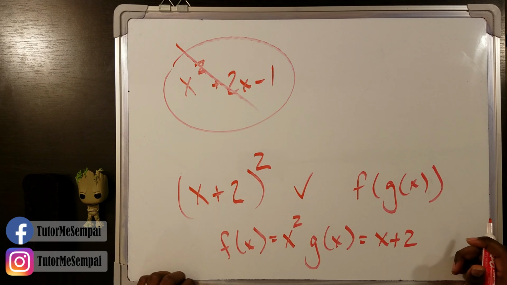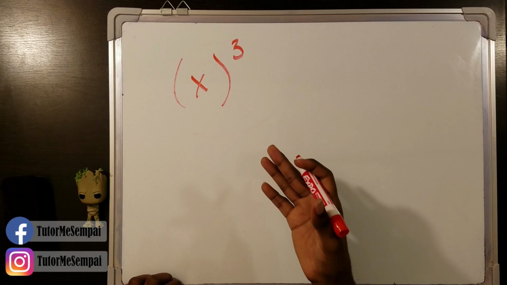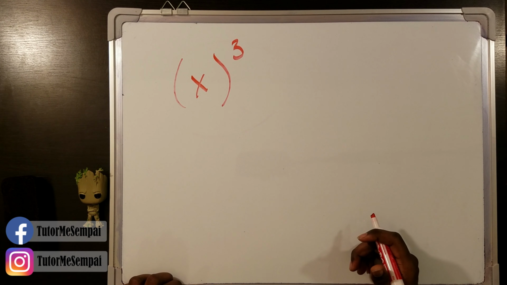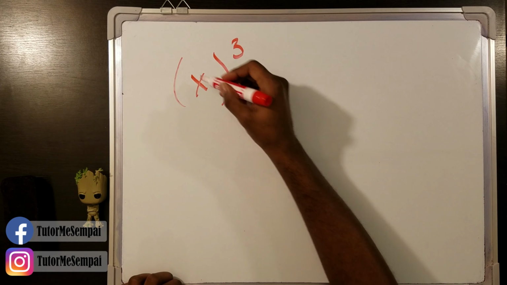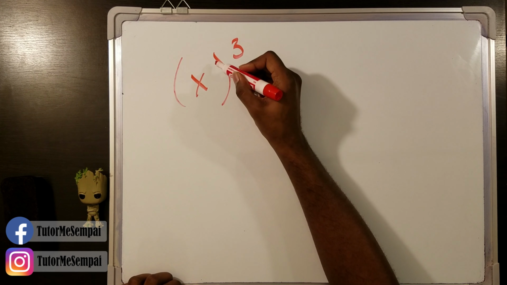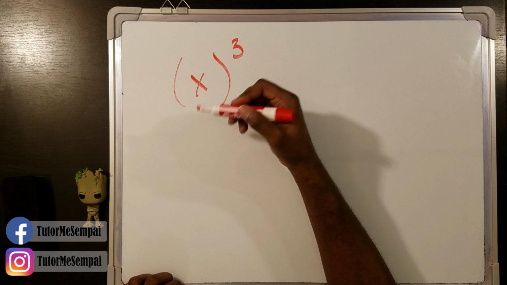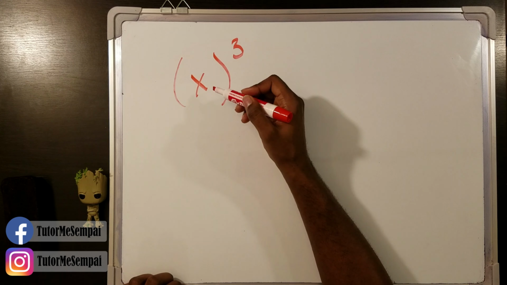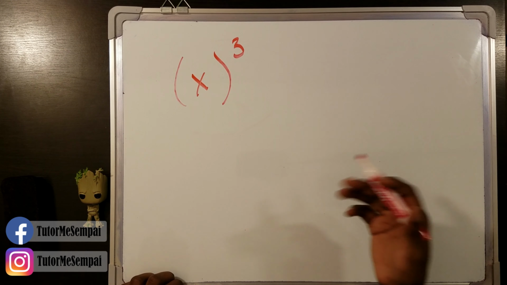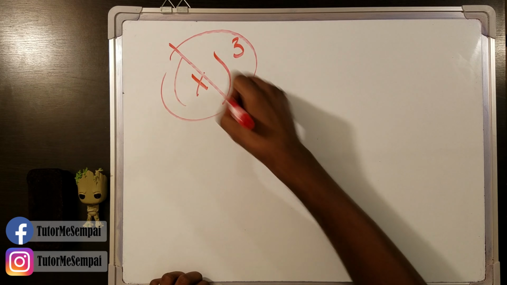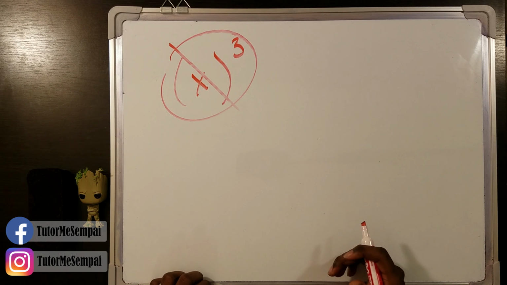Let's look at a few more. Can we use the chain rule for this one? No. Although it looks like we have two functions here because we have these parentheses, there's only an x here. We need to have something more than just x in order to use our chain rule. So this, I would say, no. Don't use the chain rule for this one.